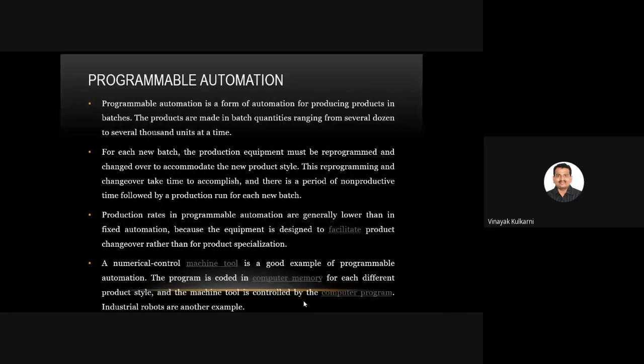So this will be available for programmable type of automation where I need a change in product every now and then. So the program is coded in the computer memory for each different product style, and the machine tool is controlled by the computer program. Industrial robots are one such example.